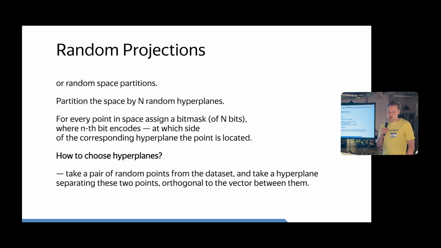And the question is how to choose these hyperplanes. The answer is, let's choose them randomly. Take two points from the data set, like this point and this point. Take the middle point and make a plane that is orthogonal to this vector between these points. So this plane will perfectly split these points from each other.